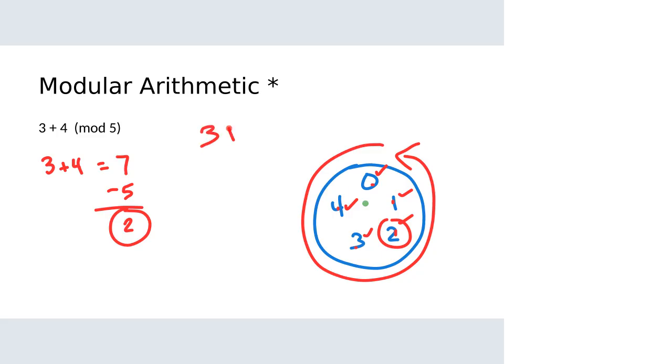Kind of weird to put 3 plus 4 equals 2. We wouldn't really ever write it like that. Really what we would write is 3 plus 4 mod 5 is 2. Your answer when you give it on a quiz or an exam is just going to be the 2 because the question's going to include mod 5 in it. So it's going to be understood that we're working in a mod 5 system.